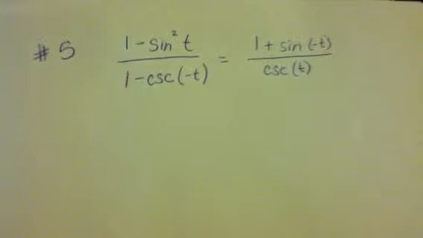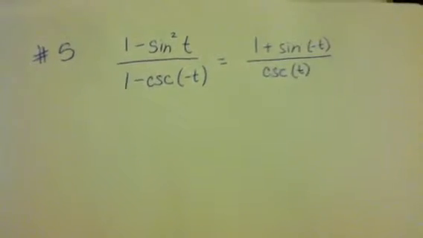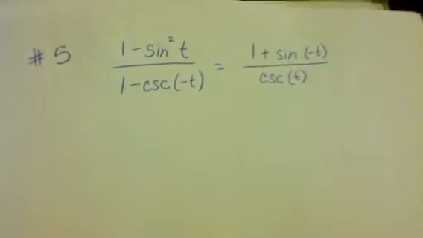Okay, let me read through this for you in case you can't see it very well. We have 1 minus sine squared t on the top over 1 minus cosecant of negative t on the bottom equals 1 plus sine of negative t over the cosecant of t.